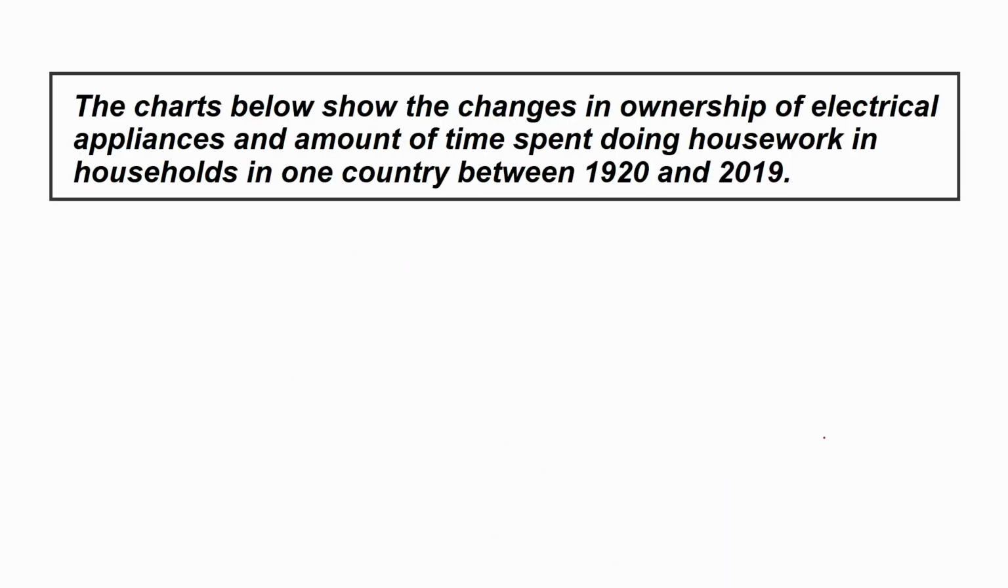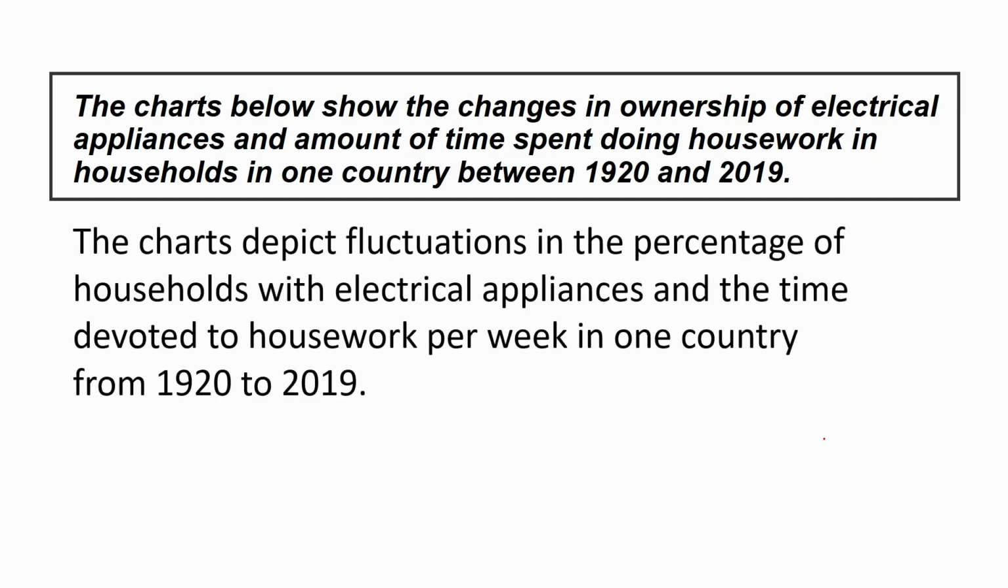Step 3 is to start writing, and the first thing we write is the paraphrase. This is my paraphrase. The charts depict fluctuations in the percentage of households with electrical appliances and the time devoted to housework per week in one country from 1920 to 2019.